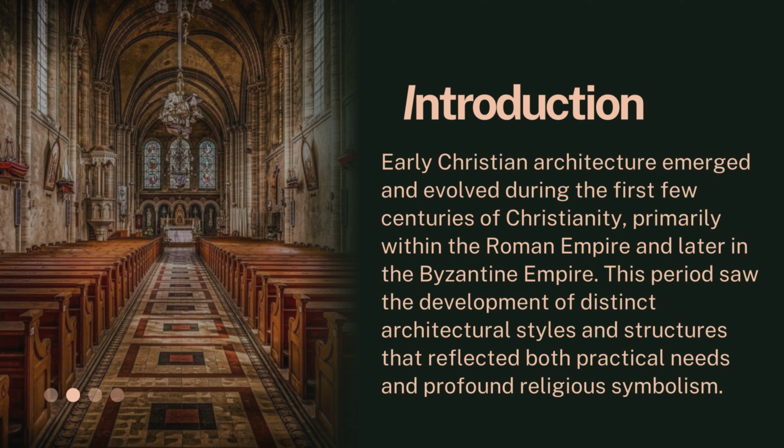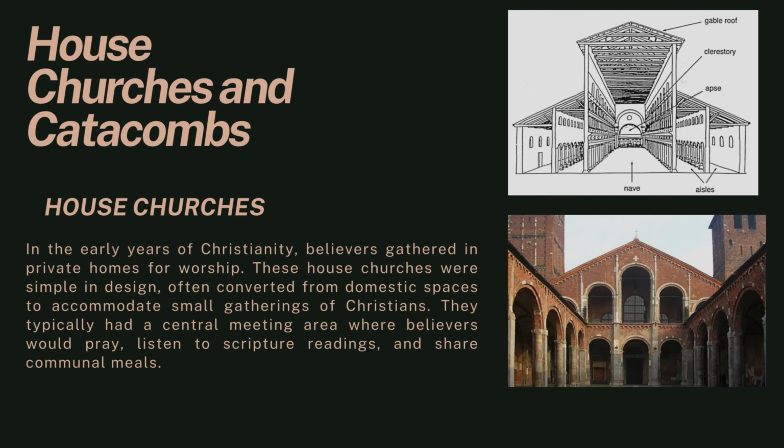Early Christian architecture emerged and evolved during the first few centuries of Christianity, primarily within the Roman Empire and later in the Byzantine Empire. This period saw the development of distinct architectural styles and structures that reflected both practical needs and profound religious symbolism. Here are some key details about Christian architecture: houses, churches, and catacombs.